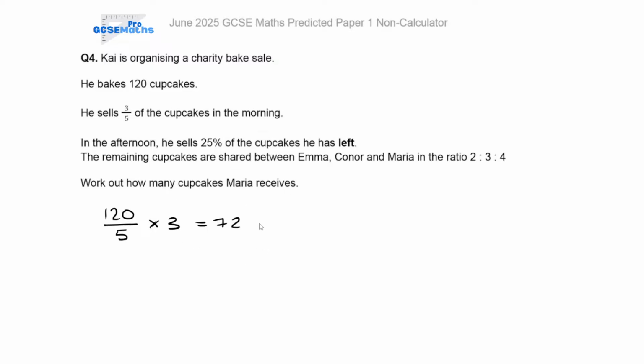So this is how many he's sold in the morning. And then in the afternoon, he sells 25% of the cupcakes he has left. So I have to work out how many are left.